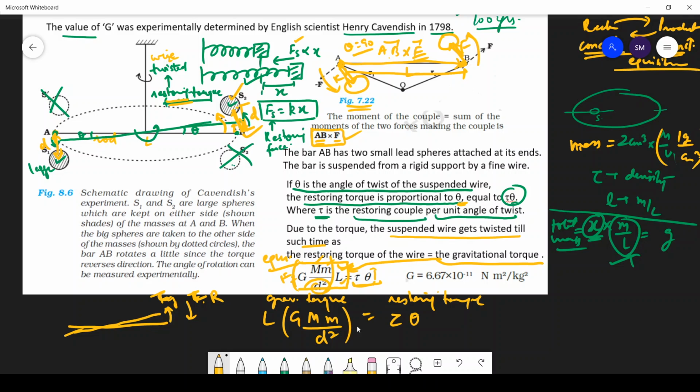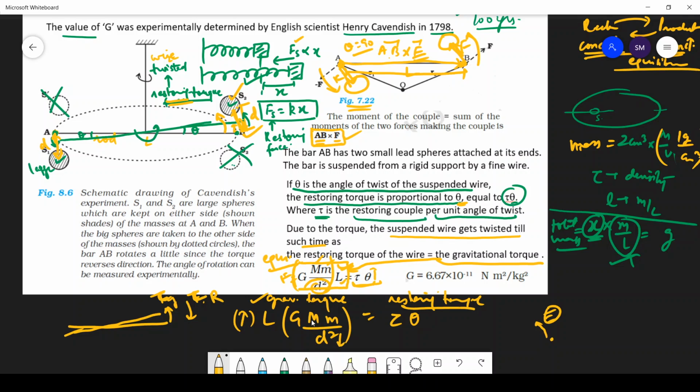Its rotation will stop when there is equilibrium. Initially the gravitational torque is greater and the restoring torque is lesser, but as more twisting happens, just like spring force increases, as the displacement is more, the restoring torque will increase. And what is this d? I told you that d is the distance between the larger sphere and the smaller sphere. Due to gravitation it will twist, so this distance d is decreasing. As d decreases, the gravitational force will increase.